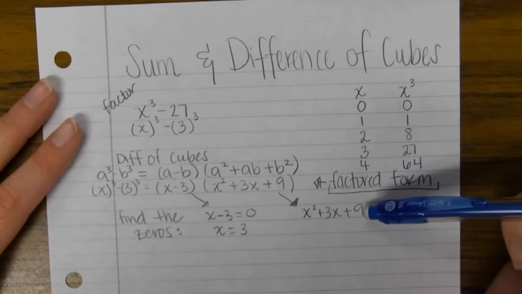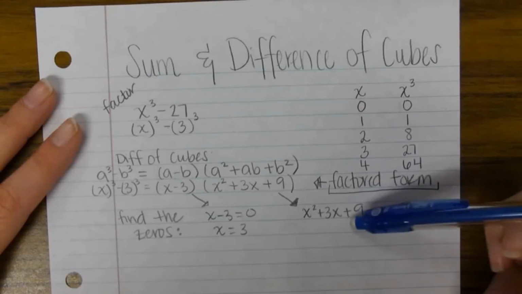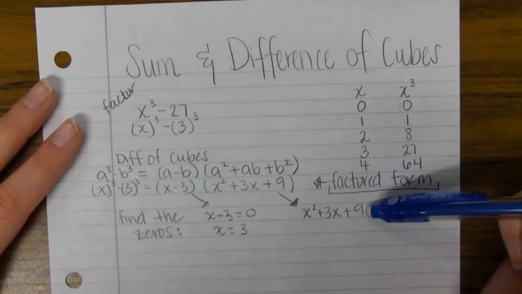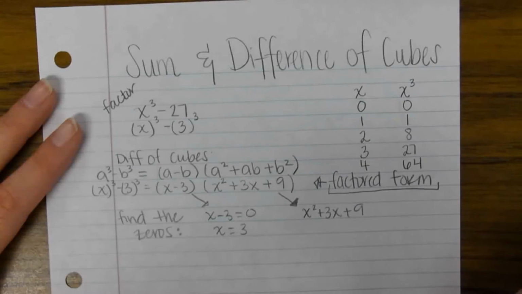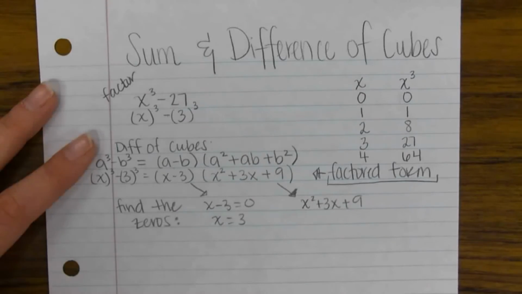Now, when I look at this, right off the bat, I don't see something that's going to factor. I don't know two numbers that multiply to 9 and add to 3. We have 3 and 3, that doesn't add to 3. And we have 1 and 9, that doesn't add to 3. So that clues me in that maybe I should try the quadratic formula.